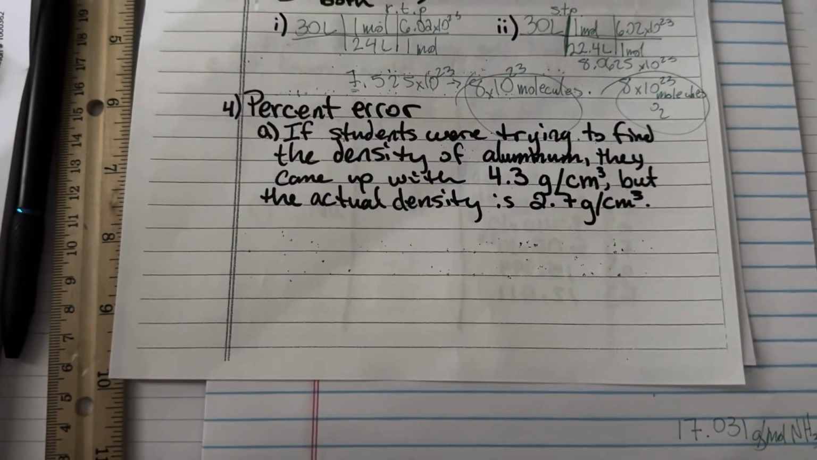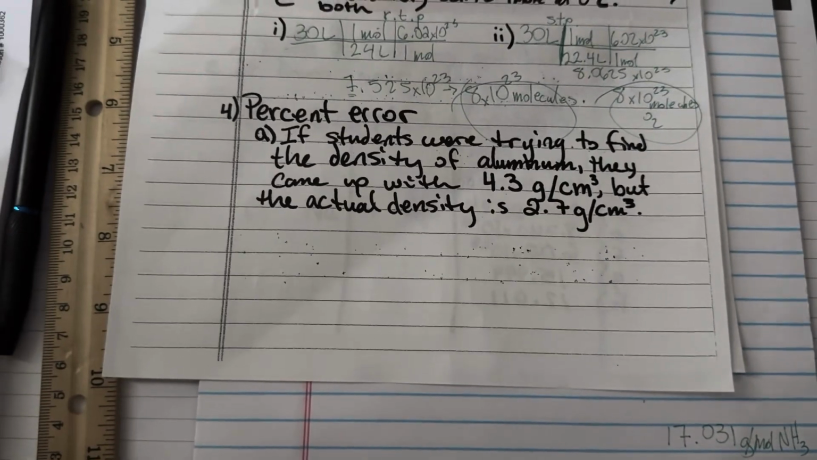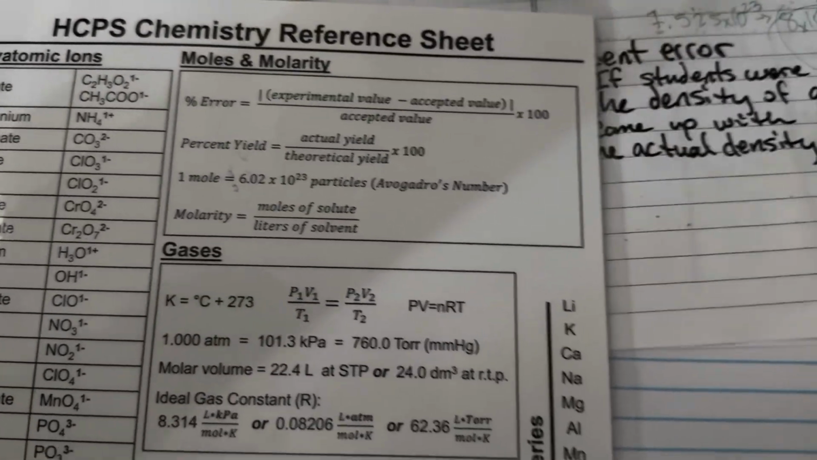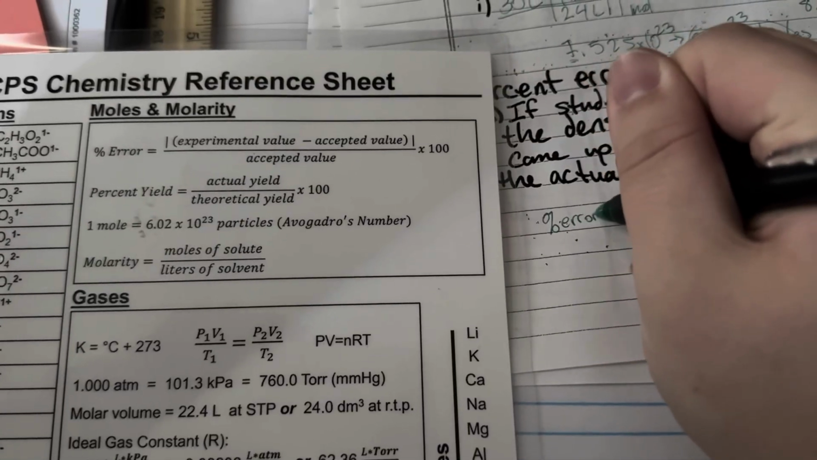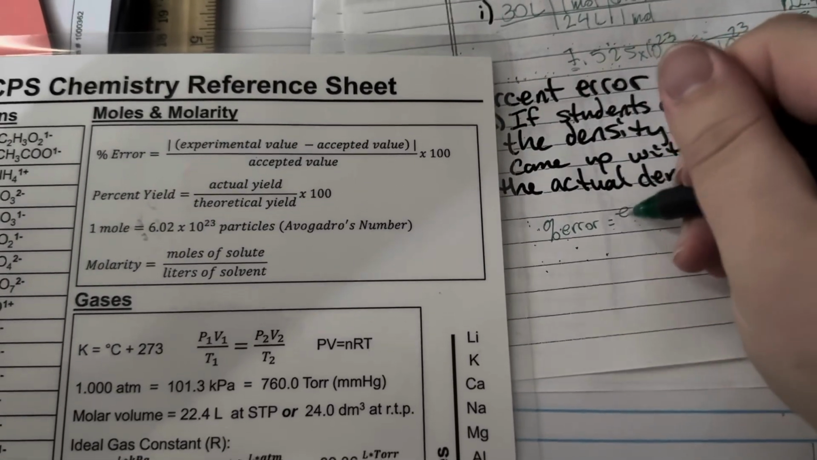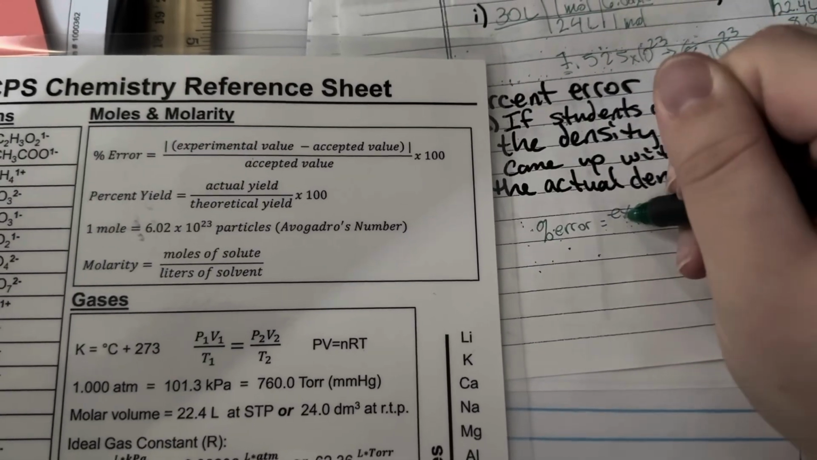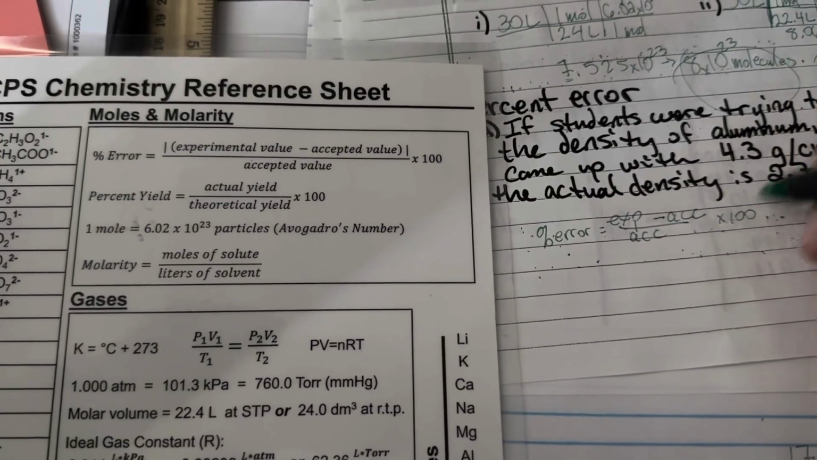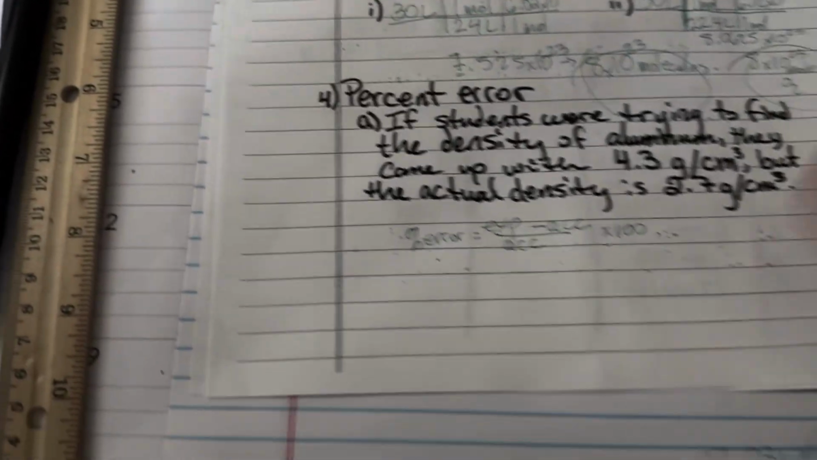Questions with percent error may come up, and you have to look at the percent error equation, the formula for percent error. So it says percent error, so that's what it is. Percent error equals experimental minus accepted, divided by accepted, times 100. Okay? So let's go ahead and do this.